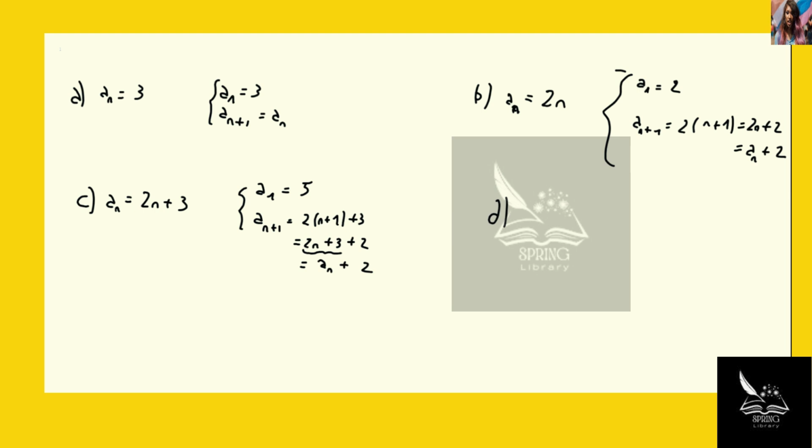Now, the fourth sequence, an, is given as 5 to the power of n. Well, the first entry is 5. Then the next entry is just 5 to the power of n plus 1. And this is by definition of power 5 times 5^n. And therefore, this is 5 times an.